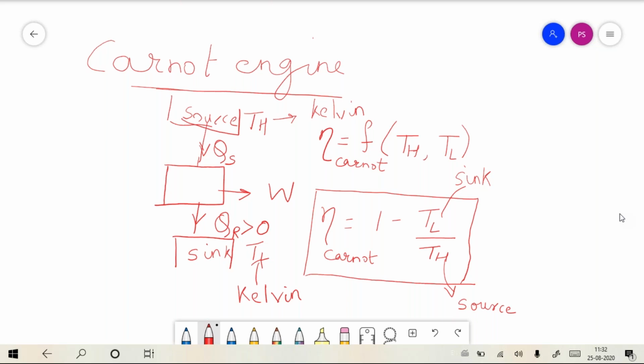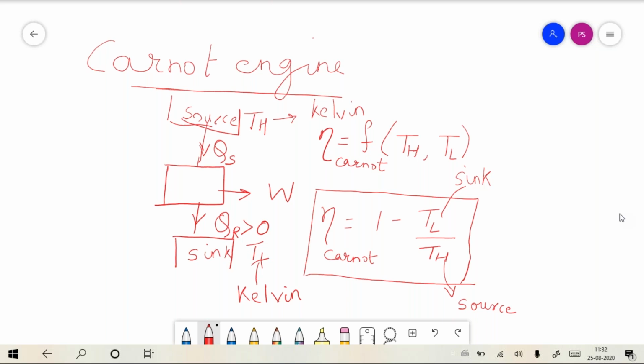Okay, thank you. So on the whiteboard, I had drawn a schematic of a Carnot engine, and I had shown you that this is a reversible engine, wherein heat is supplied and heat is rejected, and you get work. On the board, you see that I have written the expression for Carnot efficiency.